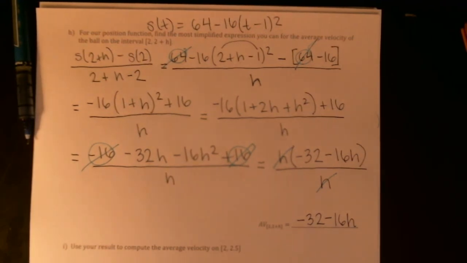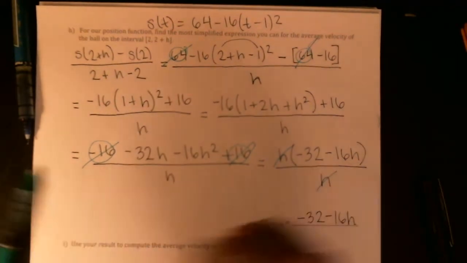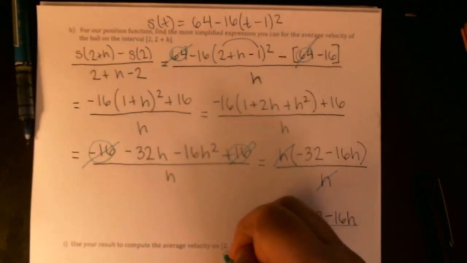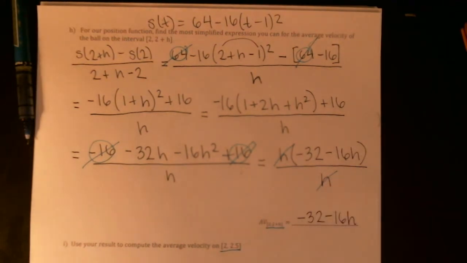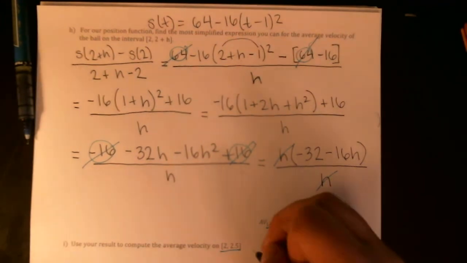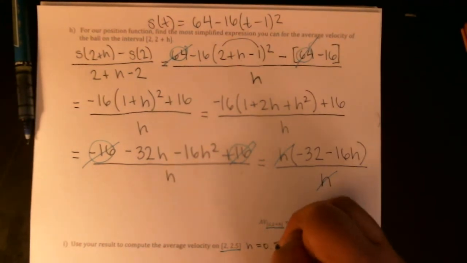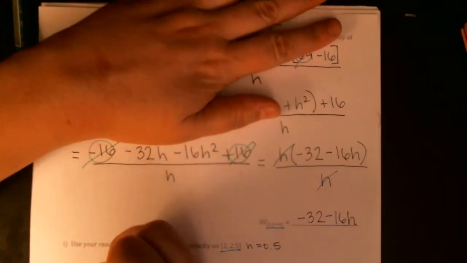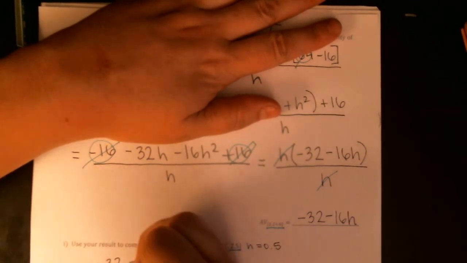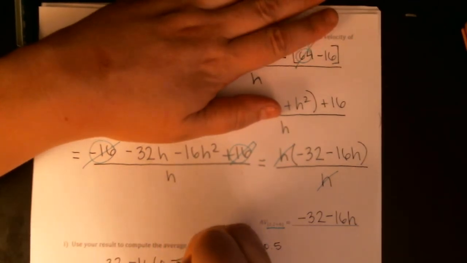So if I want to use this function that I just created to find my average velocity from 2 to 2.5, what I really need to do is compare this 2 to 2.5 with this 2 to 2 plus h, and recognize that my time interval, my h, is 2.5. So, I'm sorry, it's 0.5, not 2.5. Okay, so we need to plug 0.5 in for h, which means we get negative 32 minus 16 times 0.5.